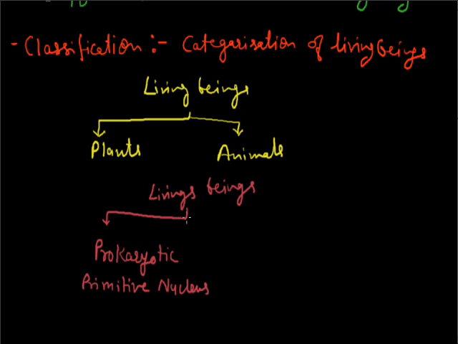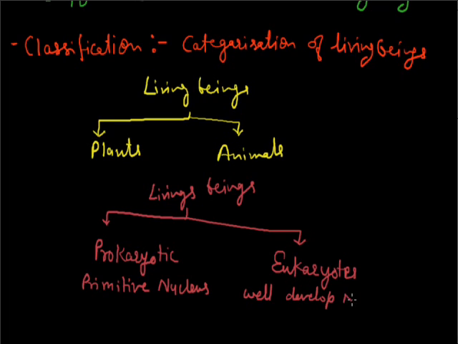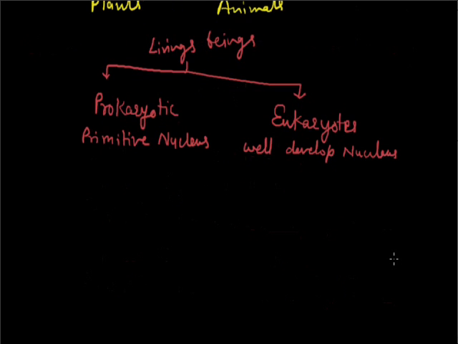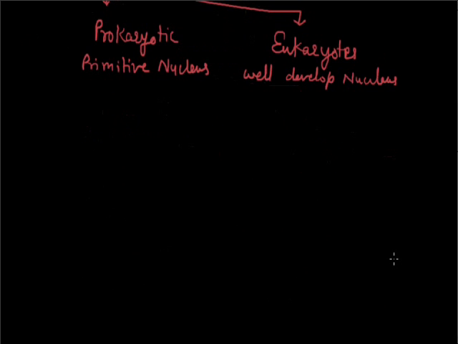This is the first group, and another group we call eukaryotes. Eukaryote means they are the advanced living beings. They have a well developed nucleus. So living beings can be categorized in various groups on the basis of their features. Here we discussed two bases, but there are many features and categories of living beings.